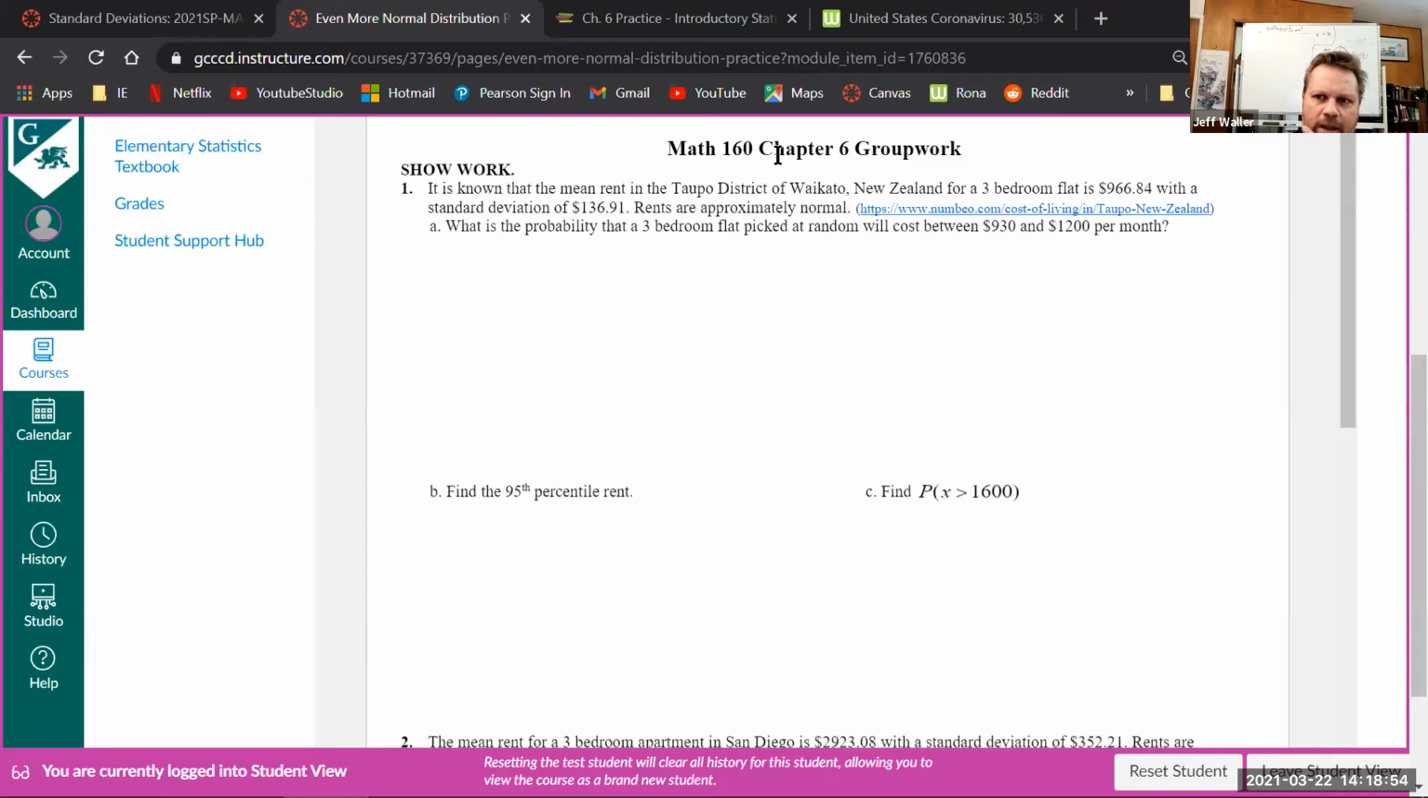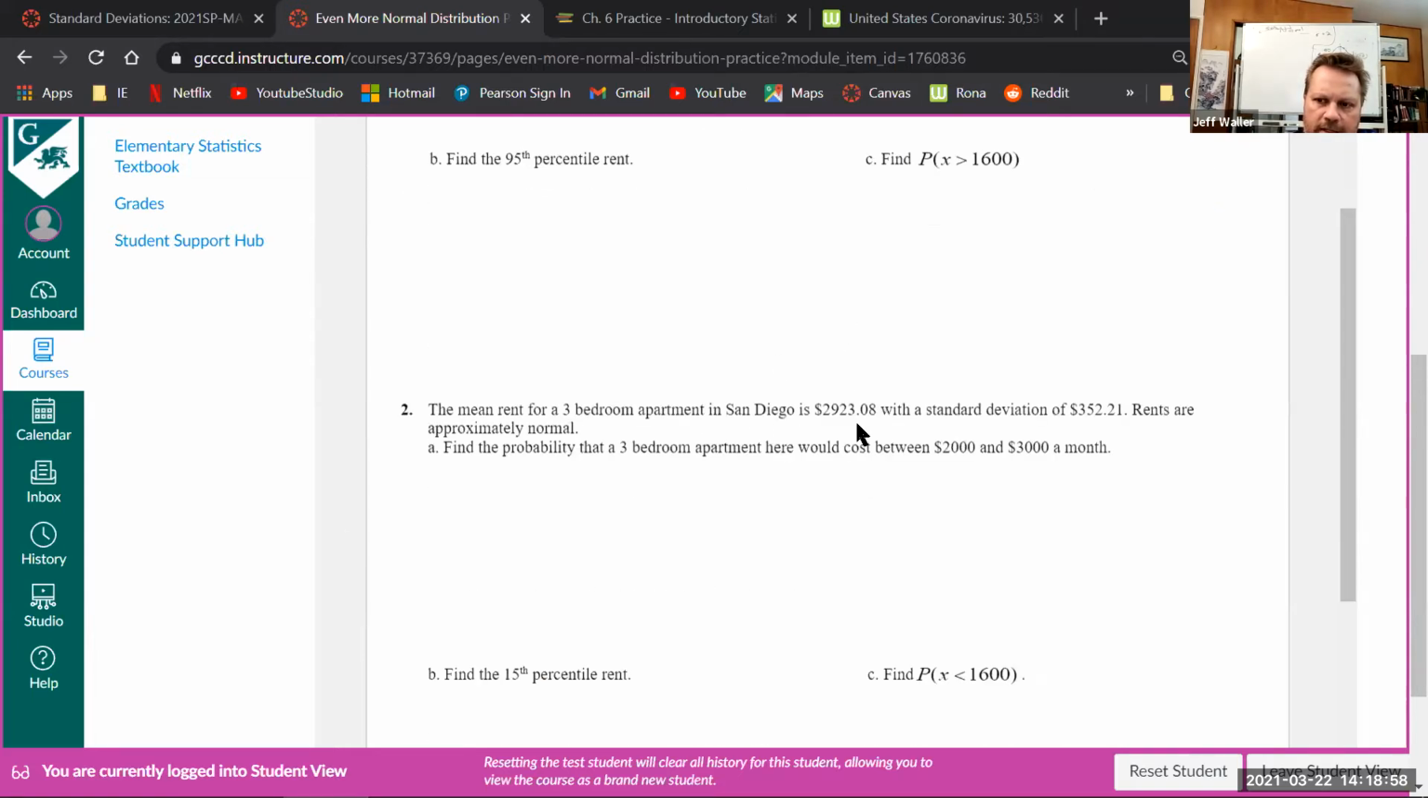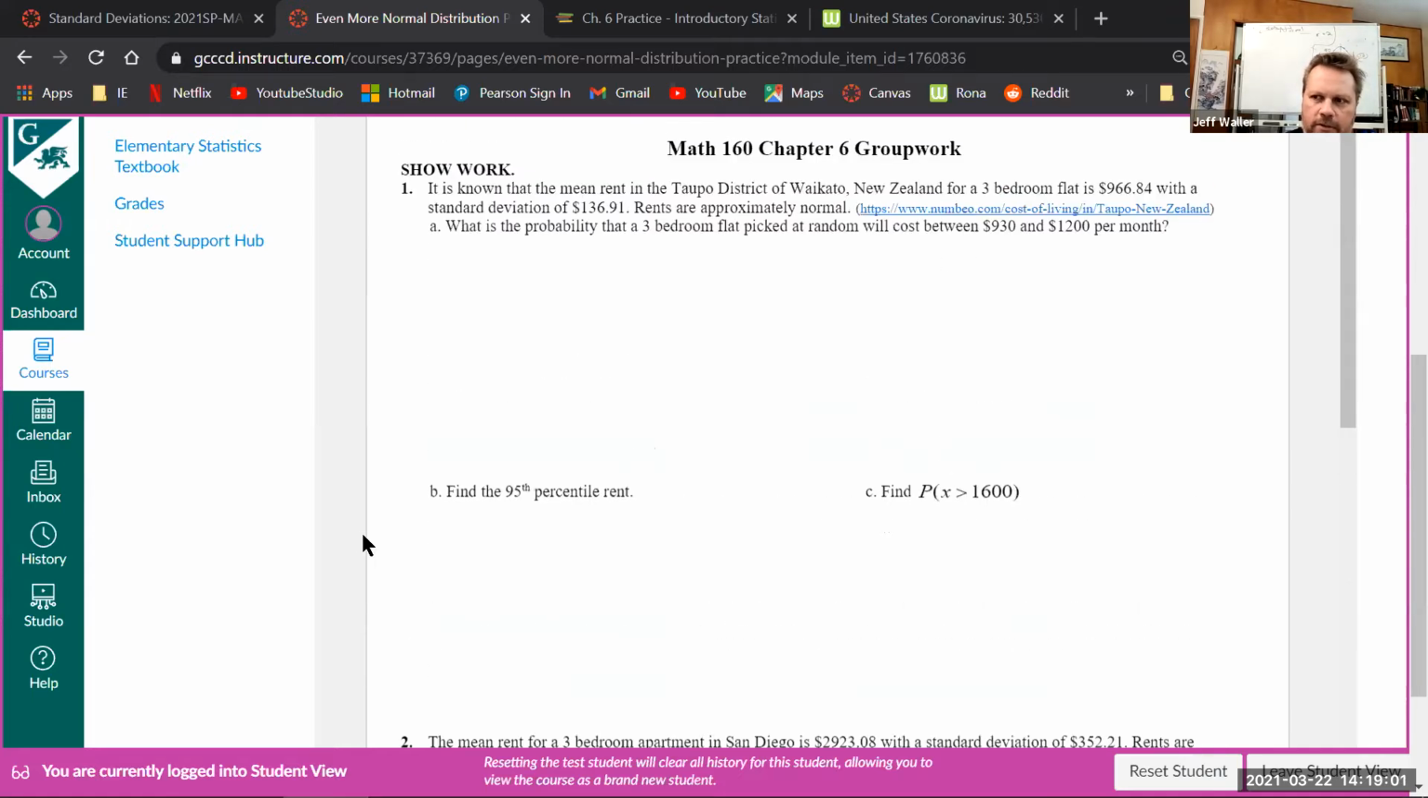This is about rents in Waikato, New Zealand versus San Diego. Yes, I was considering moving to New Zealand. Of course, I've been considering moving outside of the US for a while now, but we'll see. You never know.